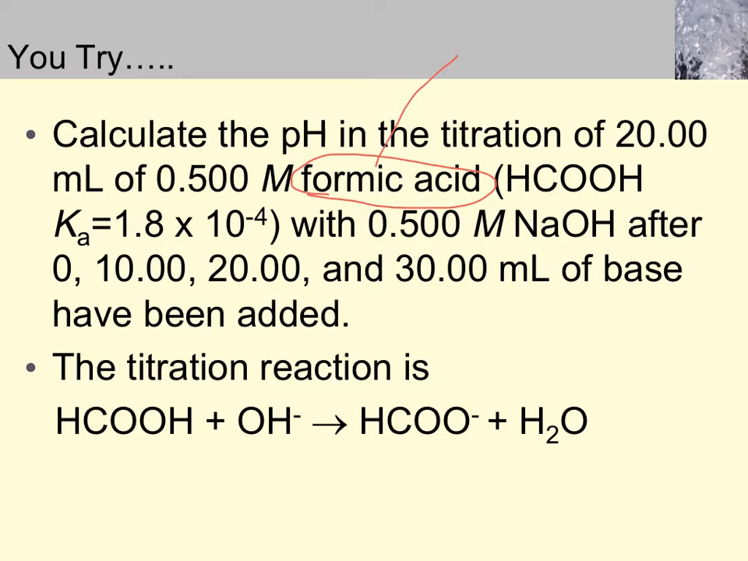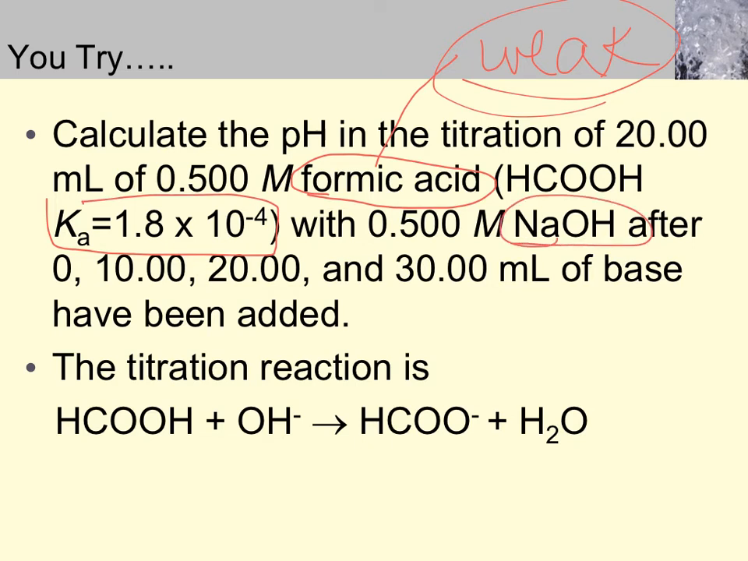That is not one of the strong ones, so that is a weak acid, which means, okay, ice tables, Ka, Kb, etc. Okay, here's the Ka value, which you will need. You're titrating with sodium hydroxide, no surprise there. And it wants you to calculate the pH at 1, 2, 3, 4 different levels of base.